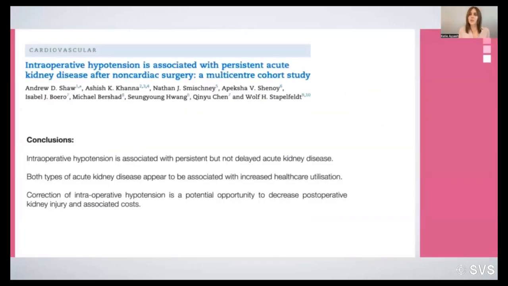So acute kidney injury is prevalent and is mainly due to hypotension. The majority of these are AKI1s. So even if transient, this injury is not benign. It increases cost and length of hospital stay, and in some people it leads to chronic kidney disease.